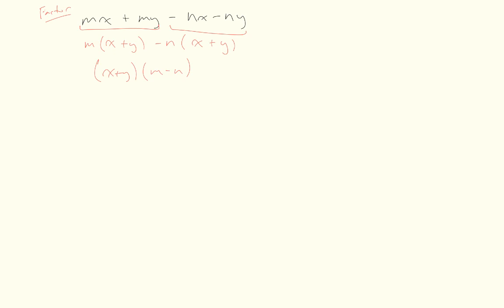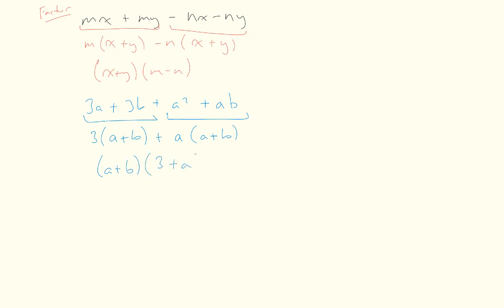Here's another example. 3a plus 3b plus a squared plus ab. Well, again, four terms, so I'm going to break it into two and two terms. Out of the first one, I can take a 3. I'm left with an a plus b. Out of the second two terms, it looks like there's an a in common. I can get an a plus b there. And then common factor between those two is the a plus b, leftovers, the 3 plus a.